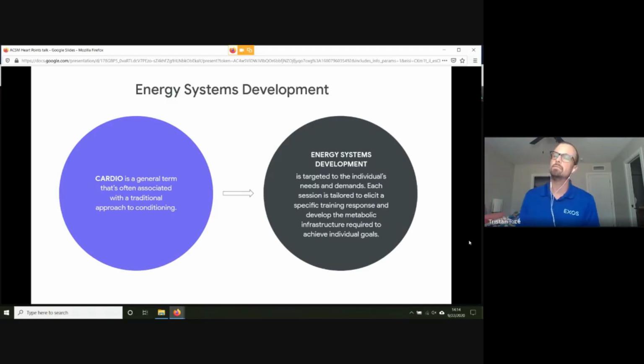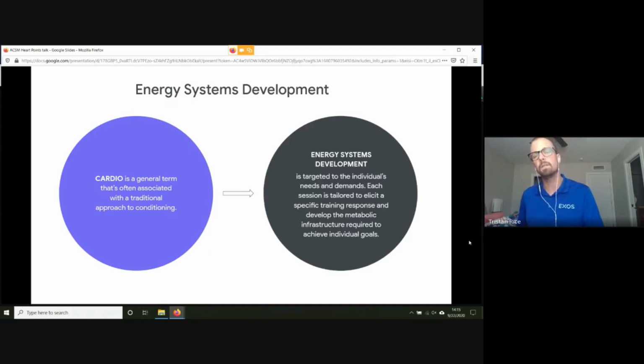And so when we look at training for performance, when we look at training for moderate to high levels of fitness, what we really want to do, as opposed to just having somebody do a cardio training plan, is offer something more that gives them variation, that's going to be much more engaging. And that's really where energy systems development comes in, because ESD, you'll hear me call energy systems development ESD if you haven't already. ESD is targeted to the individual's needs and demands. Each session is tailored to elicit a specific training response and therefore develop the metabolic infrastructure required to achieve individual goals.